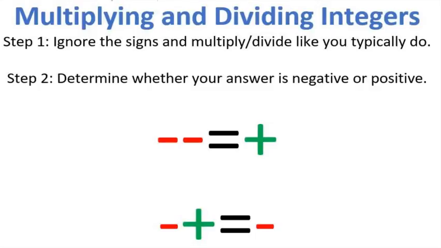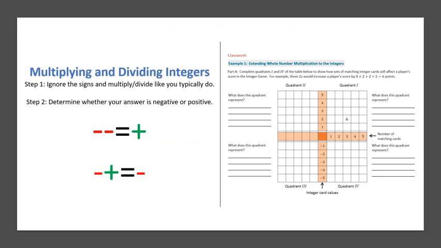The only thing you need to remember is if you have two negative numbers, your answer is going to become a positive. Remember, two negatives make a positive. You can't have two negatives together. And also, if you have a negative and a positive, that's going to equal a negative. That's very similar to what we've been doing with addition and subtraction.